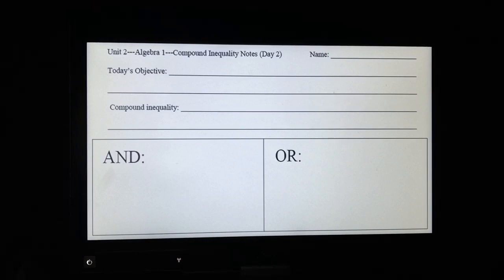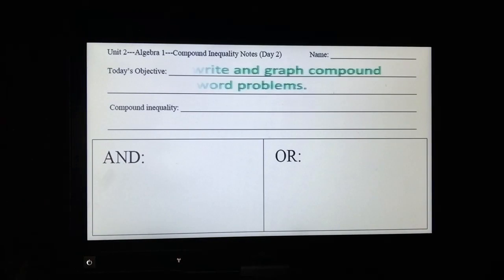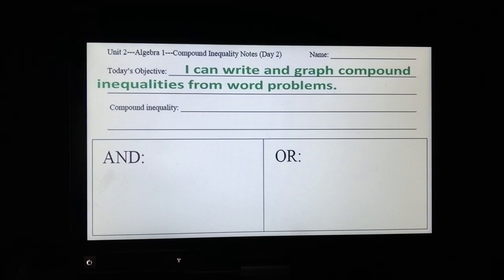Hey guys, welcome back. So today is day 2 of compound inequalities. Let's go ahead and write down today's objective. I can write and graph compound inequalities from word problems.